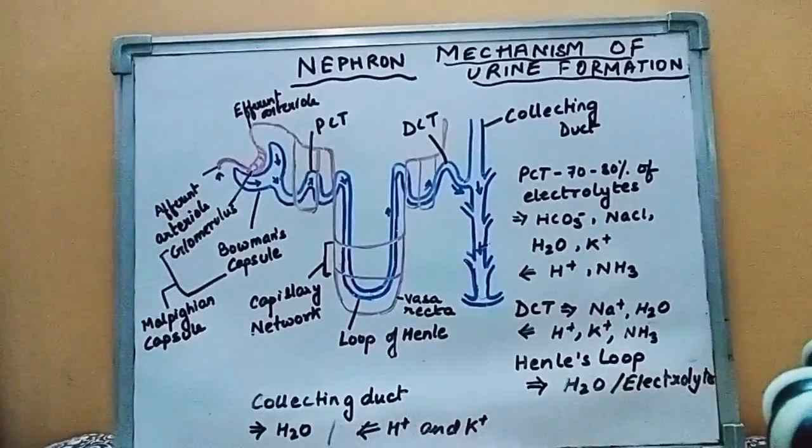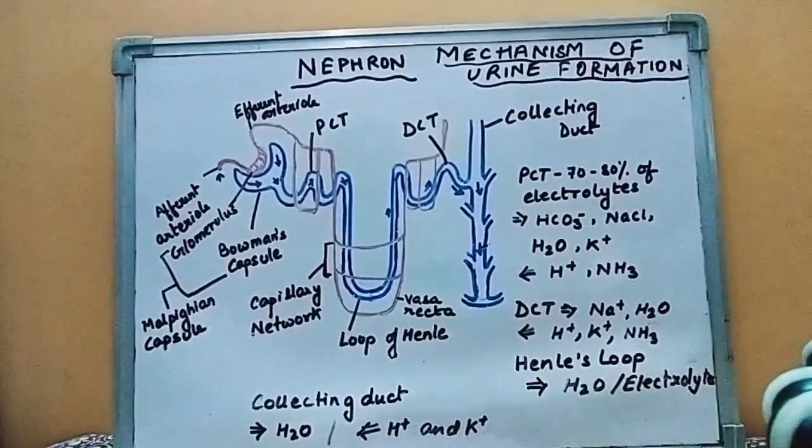Urine passes into the collecting duct, then it is collected into the renal pelvis. From there it passes to the ureter, drains into the bladder, remains stored there, and then through the reflex mechanism, micturition takes place. That is the expulsion of the urine out of the body. So this is the mechanism of urine formation.